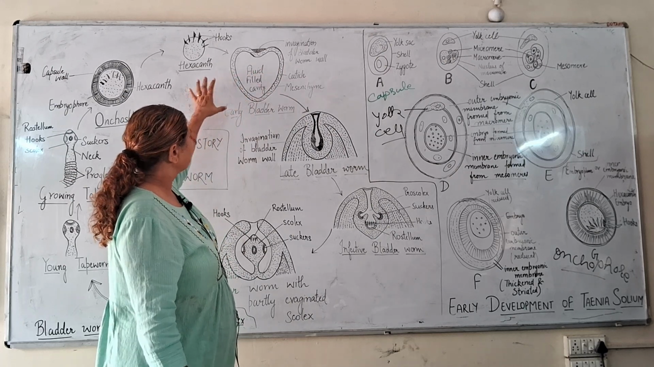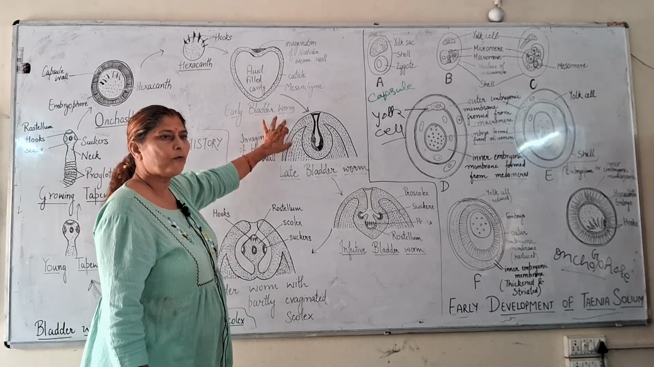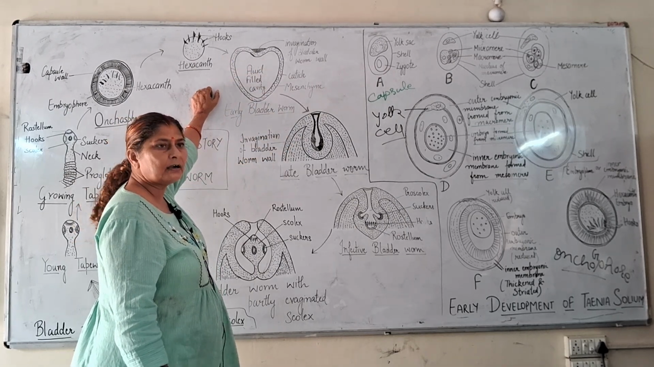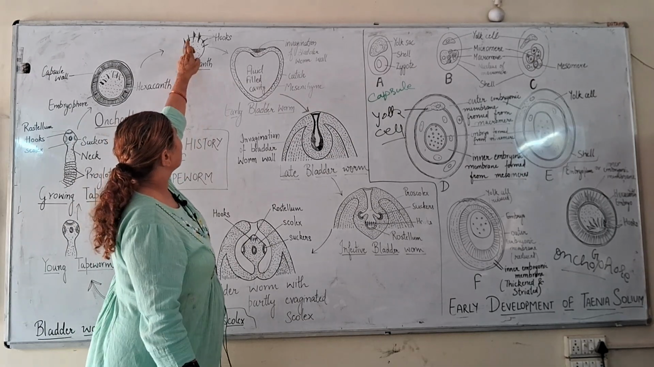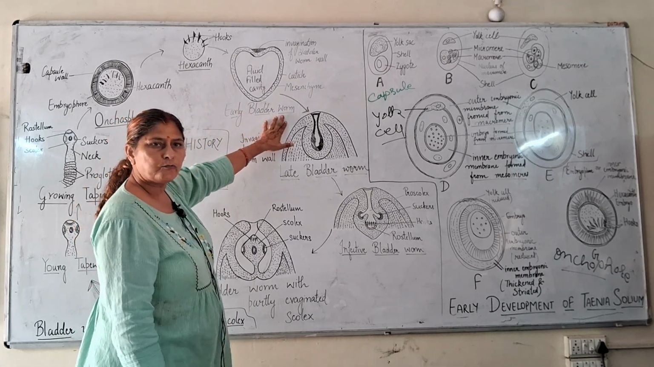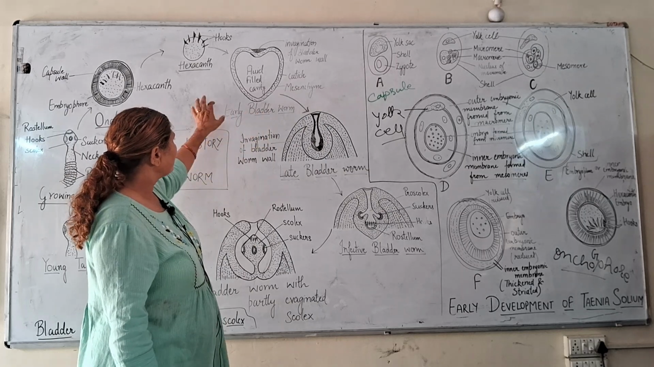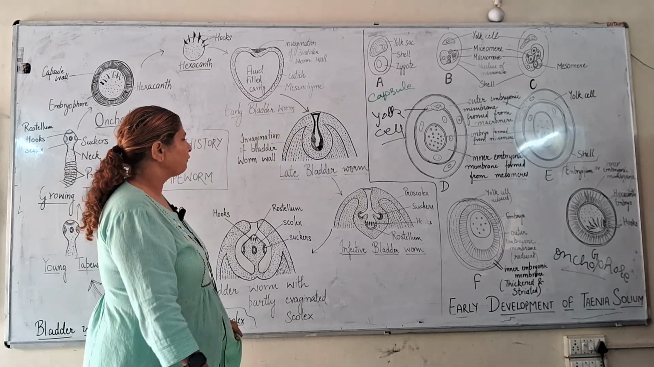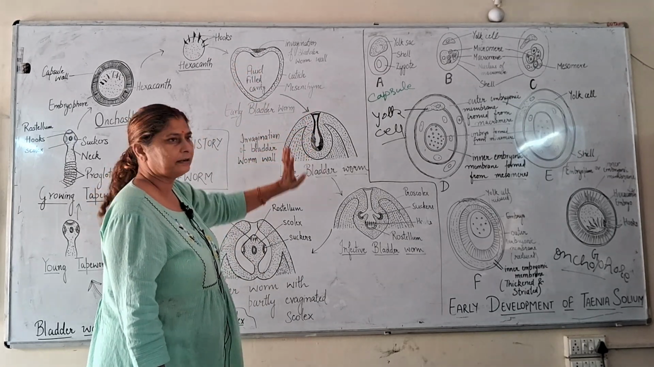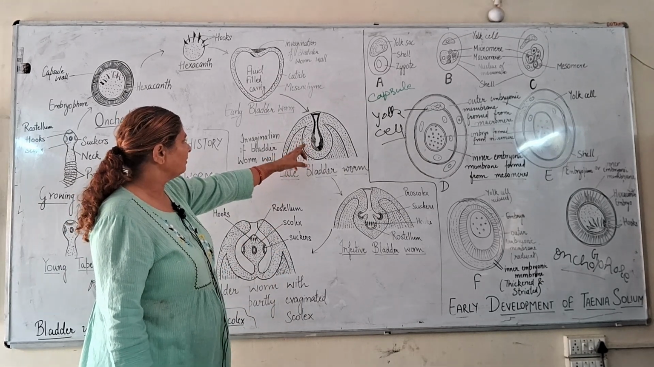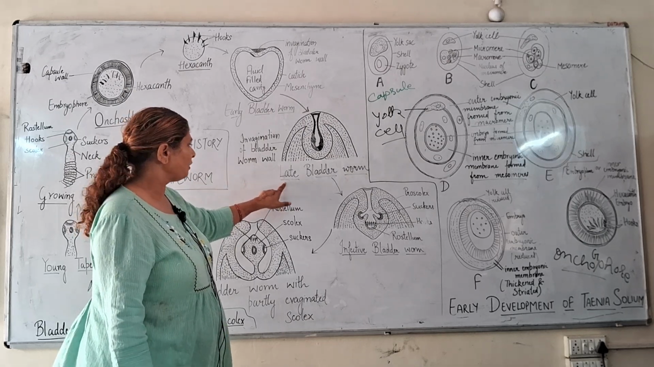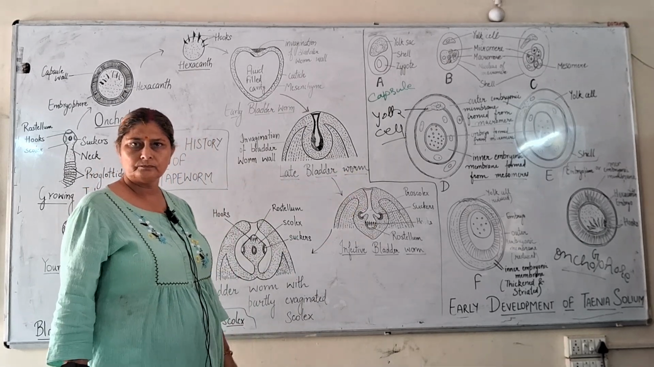Then on one side it is invaginated. Now it is called early bladder worm, when the invagination starts. On the side where the hooks are, the invagination starts. It is called bladder worm because of the formation of this, going inside. This is called invagination of bladder worm. This is called a late bladder worm.